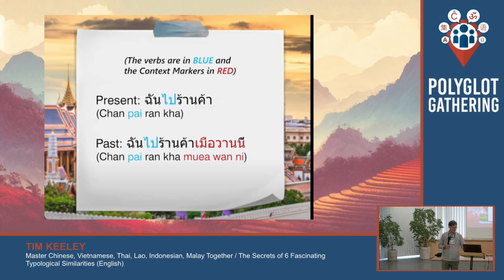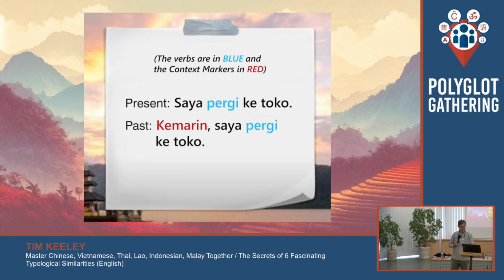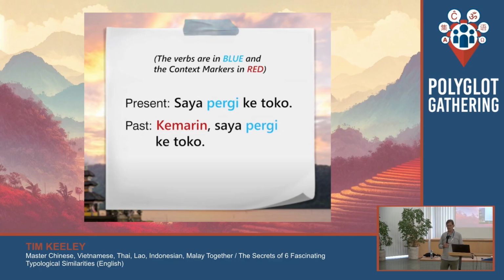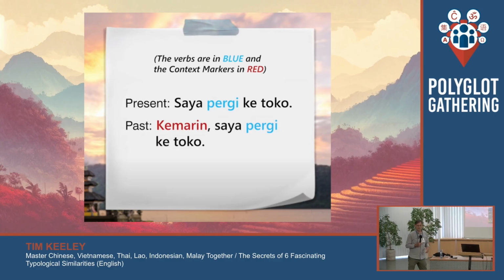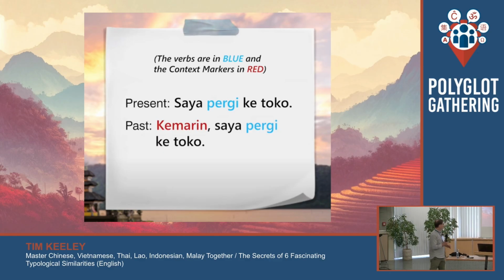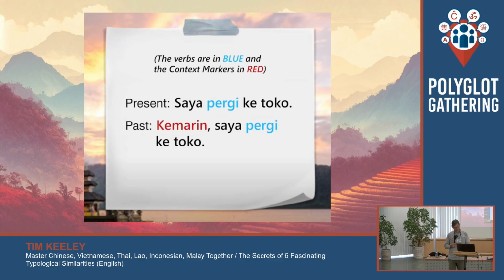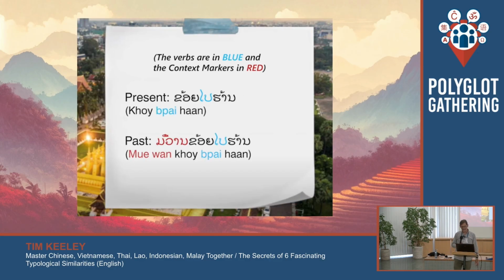And now, let's look at Indonesian and Malay. And we have Indonesian, and notice the similarities that we're going to have here. Saya pergi ke toko. Then kemarin is yesterday. Kemarin saya pergi ke toko. Okay. And then in Lao, very similar, khoi for I, khoi bai han.